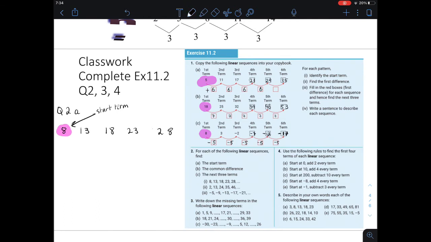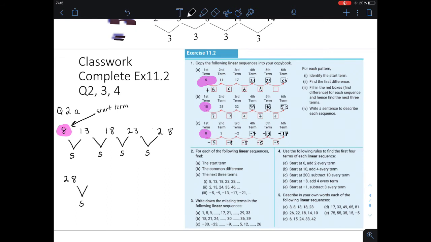In part B, we're asked to find the common difference between our terms. To find the common difference, we find the difference between each term. So the difference between 8 and 13 is 5. That means our common difference is 5. In question 2, part C, we're asked to find the next 3 terms. So we want to find the next 3 terms after 28.